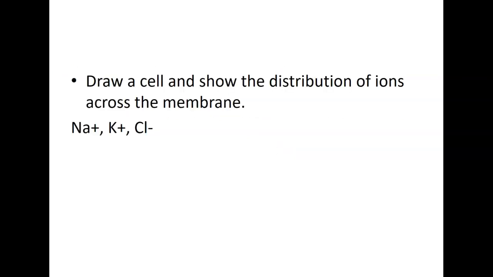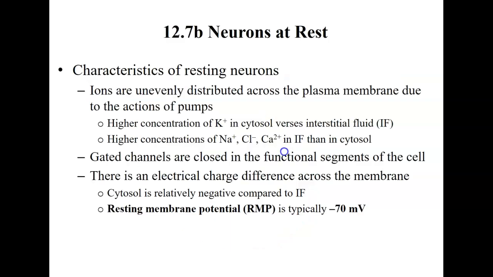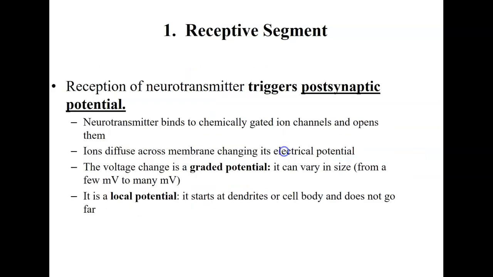Make sure you know how to show the distribution of ions on both sides of the membrane. We've done this before in class where we drew a circle representing the cell membrane, and then we show where there's more sodium and more potassium, where there's more chloride ions and more protein and phosphate anions. There is an electrical charge difference across the membrane of a neuron, and that's slightly different than what we see with a muscle sarcolemma. So the resting membrane potential we're starting with is negative 70 millivolts.